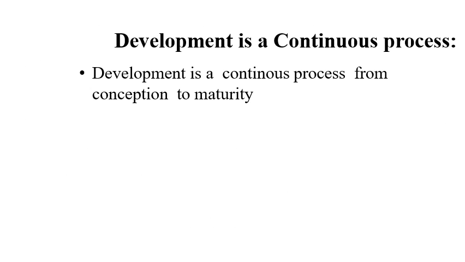Next is development is a continuous process. Development always occurs from birth till the end, or the death, of the person. From conception till maturity it will occur. The development will continue from conception till maturity. So that's why we call development a continuous process.